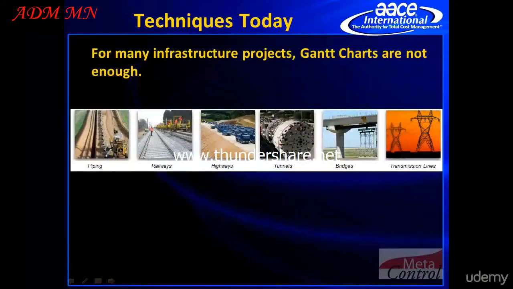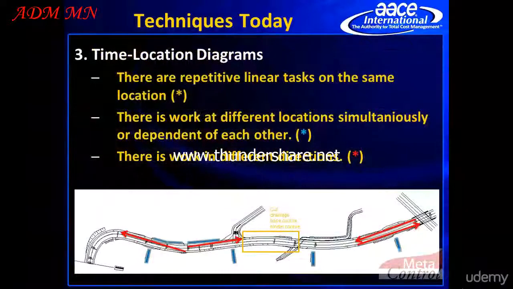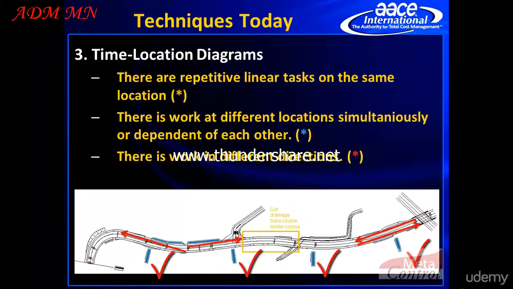For many infrastructure linear projects like piping, railways, highways, tunnels, bridges, and transmission lines, Gantt charts are not enough. For this kind of project, time-distance diagrams suit better. In these projects, repetitive tasks coexist, or different tasks are executed simultaneously in different places. Besides, the work could be done in different directions, from right to left or from left to right. These diagrams deal very well with all those situations.